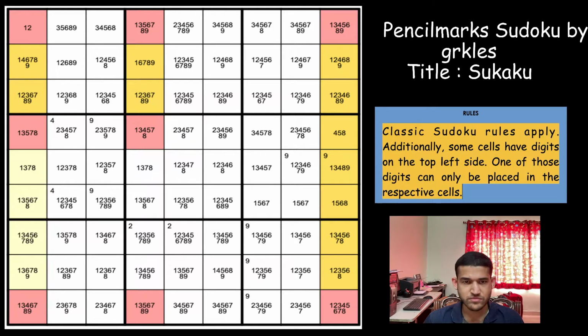grkles. So none of these cells will take a 1. That is because in these 3 rows, we have already reached our quota of 1s. And similarly for the columns, we have reached our quota of 1s. There will be 3 1s in 3 rows. And there will be 3 1s in 3 columns. So none of these yellow cells can take a 1. So I'm going to eliminate 1 from those cells. That is a very safe elimination. You can quietly eliminate all those.